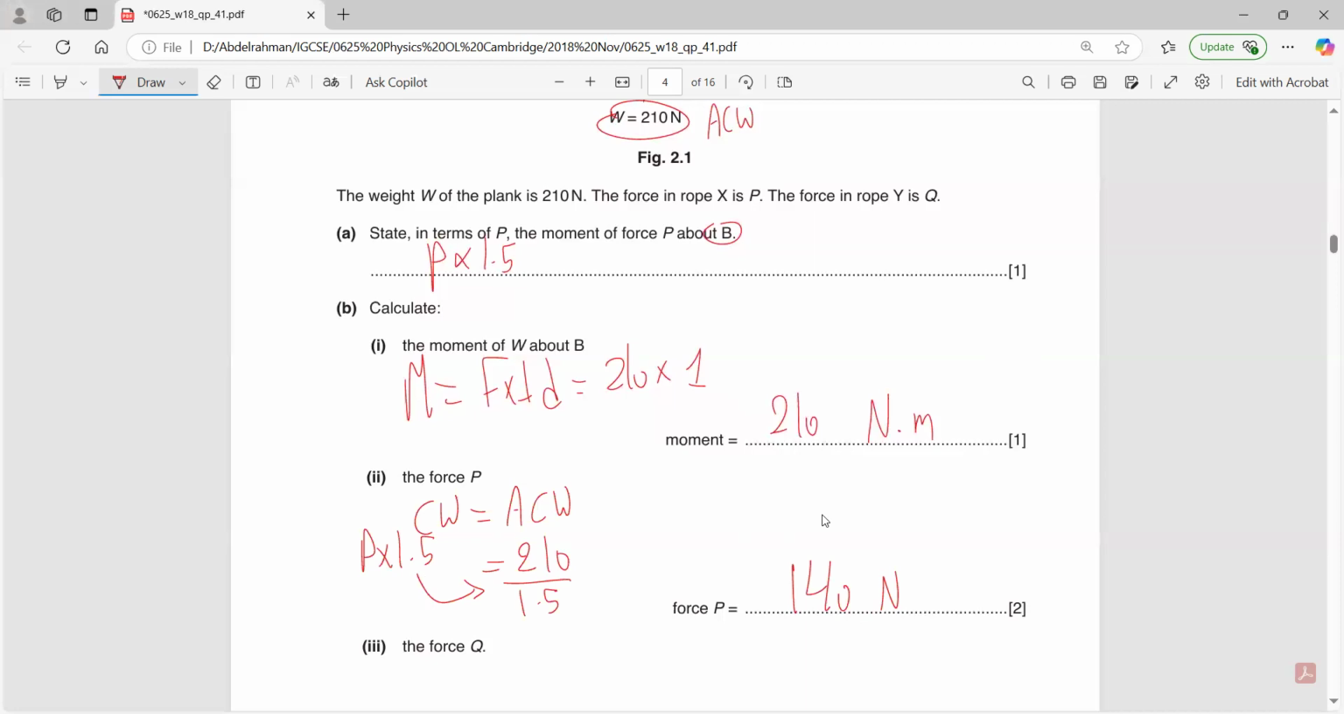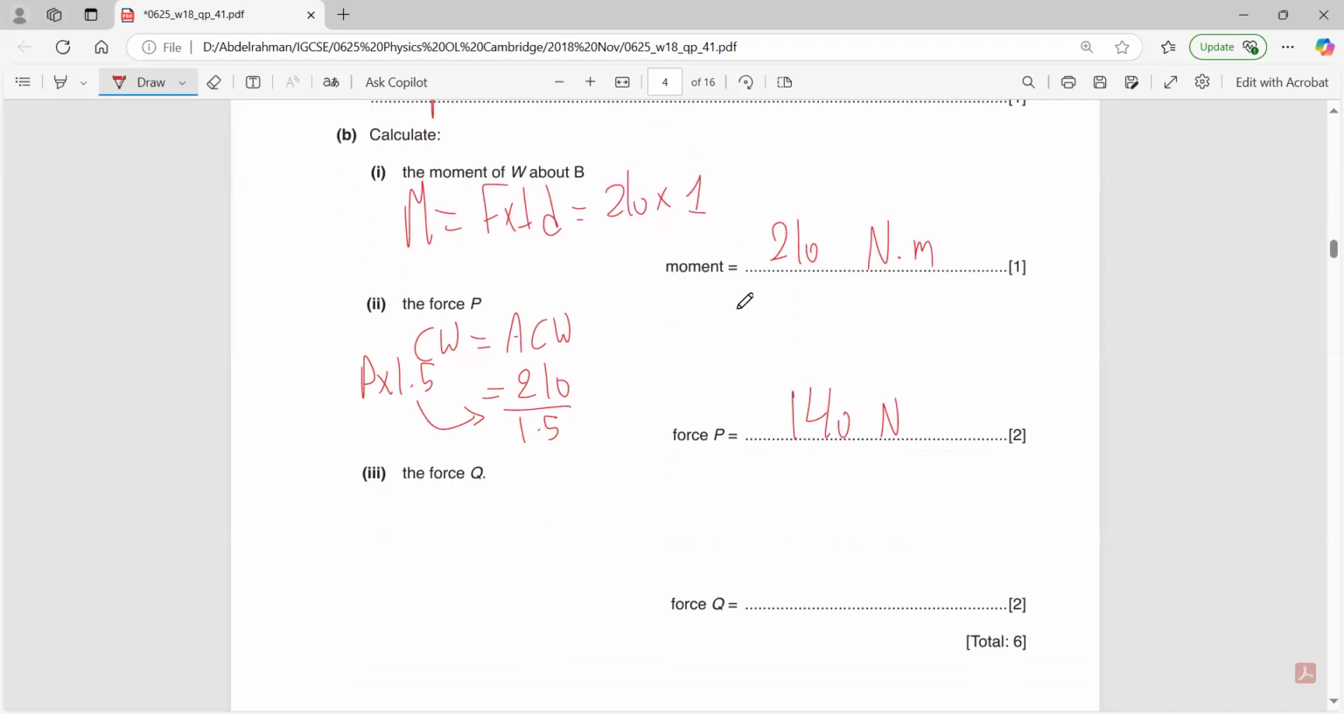Can I find force Q? Yes, I can find force Q by using the other statement, which is upward forces are equal to the downward forces. We have two upward forces, which are P and Q, and we only have one downward force, which is W. 140 plus Q equals 210 minus 140. This would give you a force of 70 newtons.